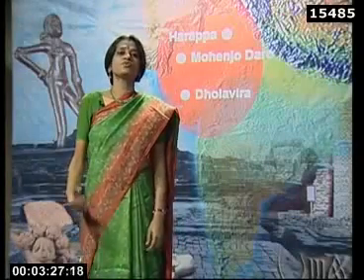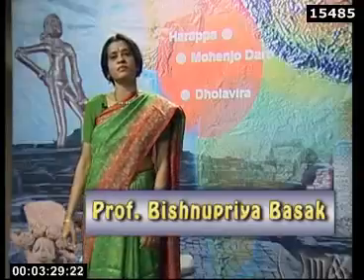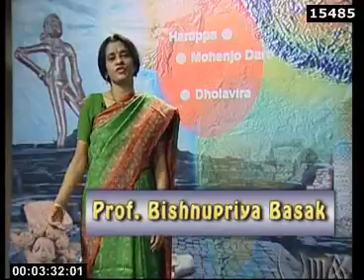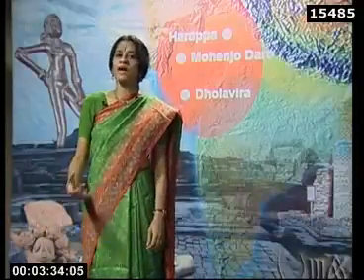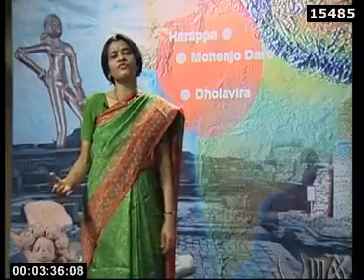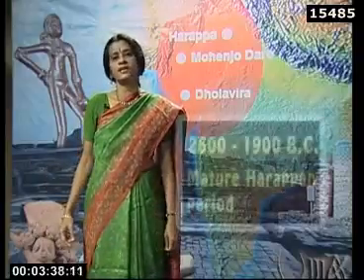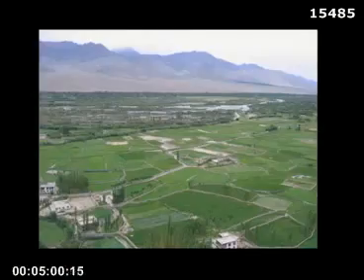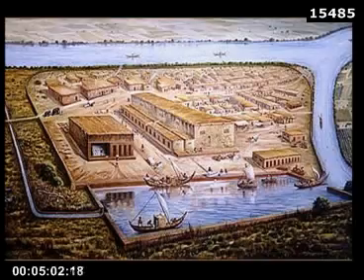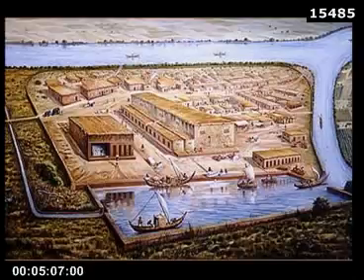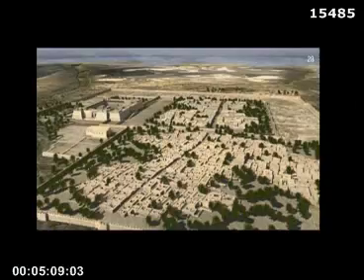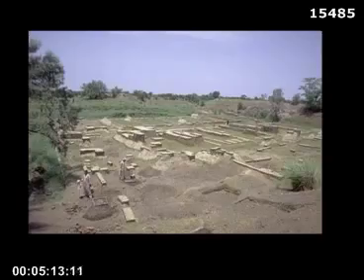Today we are going to talk about the mature Harappan phase of the Harappan civilization, spanning a chronological period of 2600 to 1900 BC. Though spread over such a vast area, there is cohesiveness in some aspects of the Harappan civilization. One can discern some universal characteristics or Indus features in most of these centers.